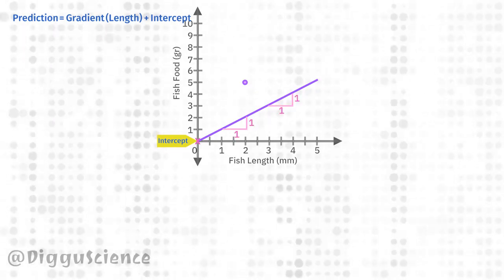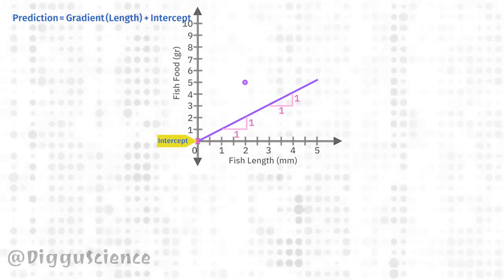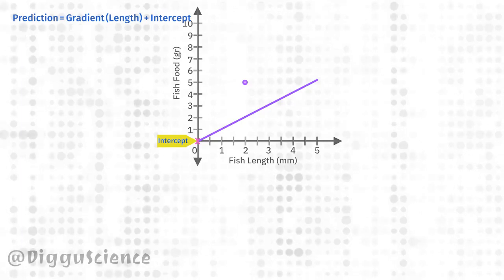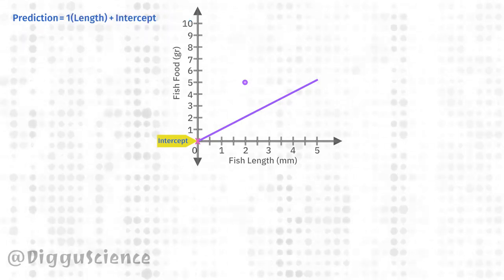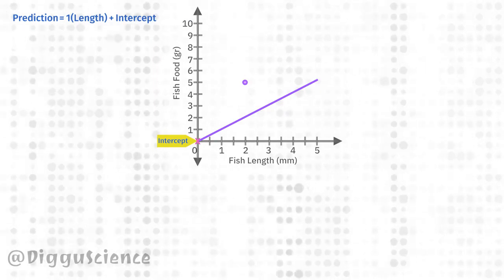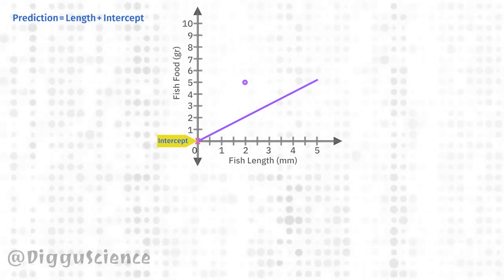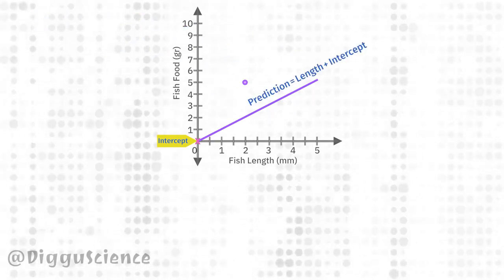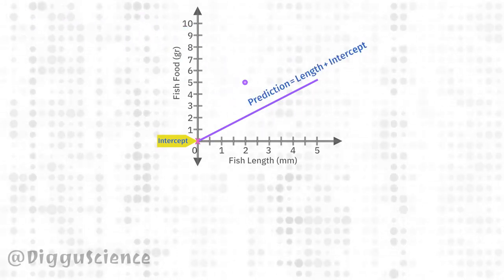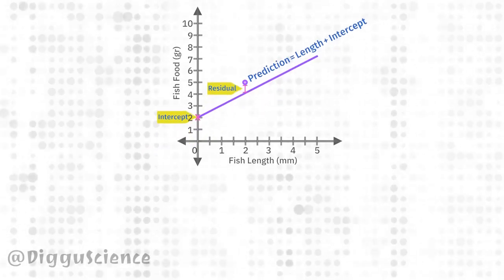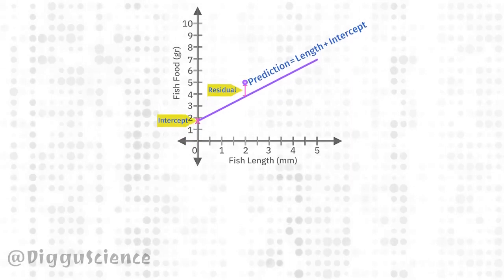Gradient is a comparison between changes in feed and changes in fish length. In this case, the gradient value is 1. So the straight line equation is: the prediction is equal to the length of the fish plus the intercept. This is the equation of the prediction line. When the intercept value changes, the residual value also changes.